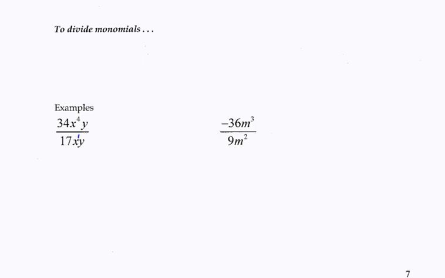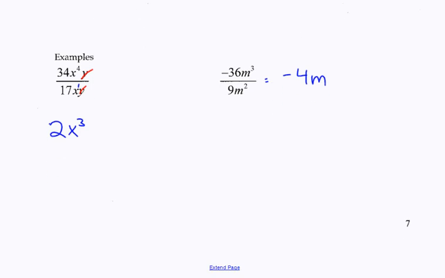Subtract. So 34 divided by 17, 2. Okay, 2. X to the 4 divided by x to the 1, x cubed. And what happens with y divided by y? Cancels, because we get y to the 0, which is just 1, so it's gone. Okay, how many times does 9 go into negative 36? Negative 4, and then m. M cubed divided by m squared is m. Yeah. So we just finished that. That's review. Should not be a problem, especially at that level compared to what you were just dealing with, right? That's easy.